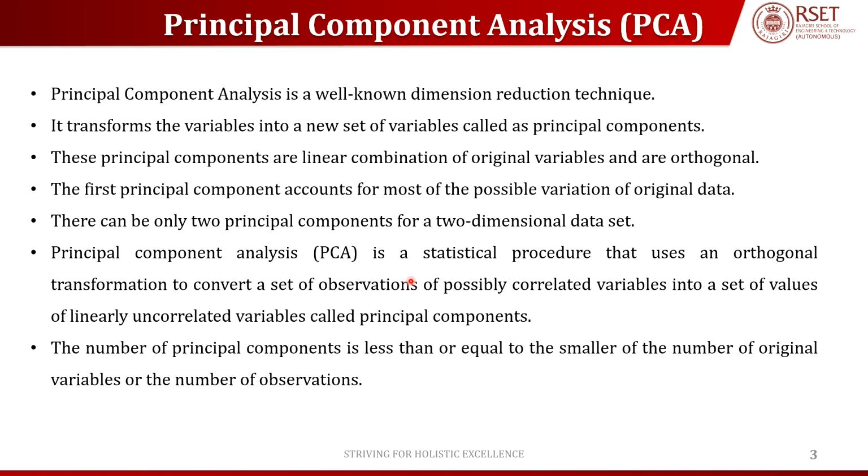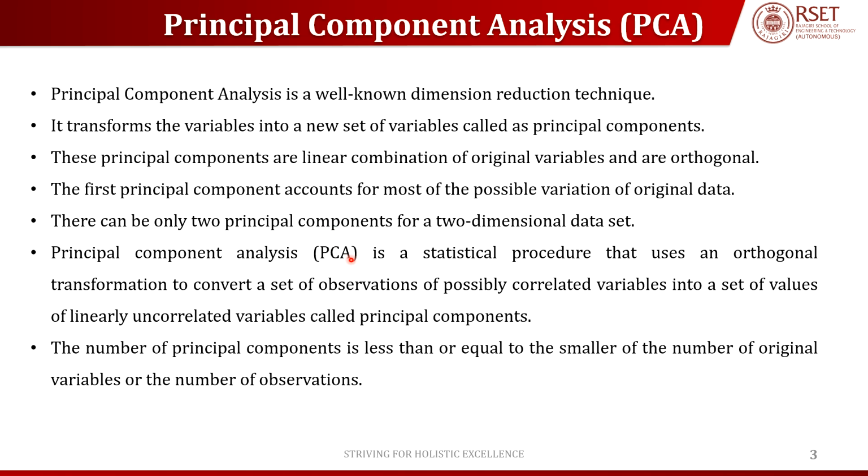So principal component analysis is one of the important dimensionality reduction techniques. It is a powerful statistical procedure that takes a set of observations of possibly correlated variables and uses an orthogonal transformation to convert them into a set of values of linearly uncorrelated variables. Those uncorrelated variables are known as principal components. The key idea is that these new principal components are linear combinations of the original variables. They are also orthogonal or perpendicular to each other.